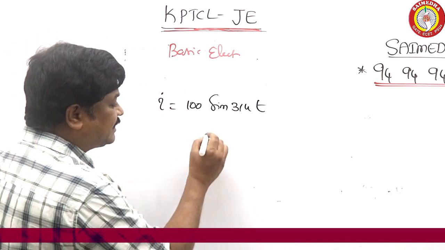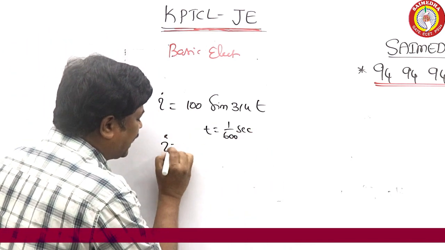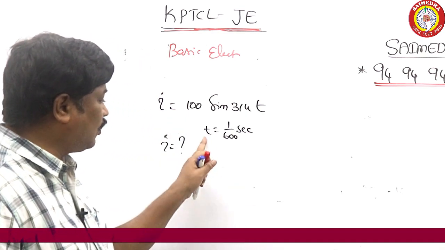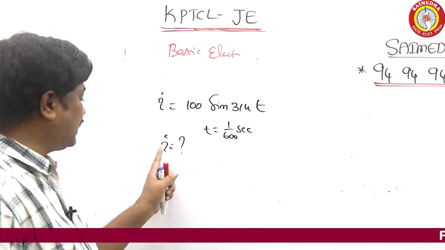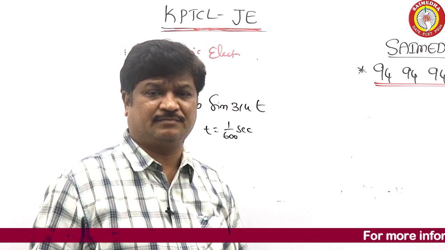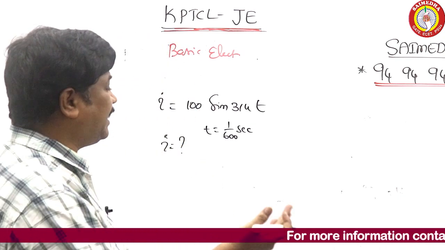At t is equal to 1 by 600 seconds, what is the current I? They will ask like this: t is equal to 1 by 600 seconds, what is the current I? This is a very, very important and repeated question. Sir, then what is the answer?